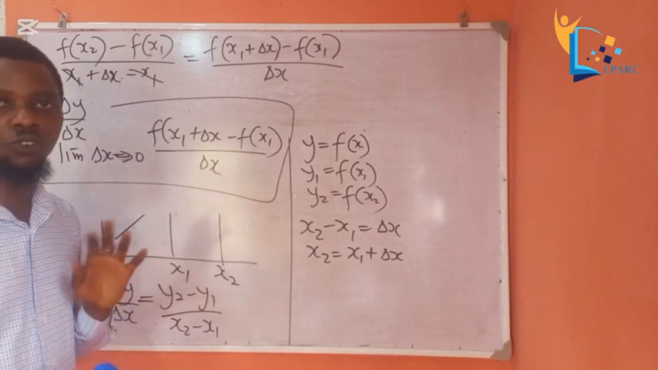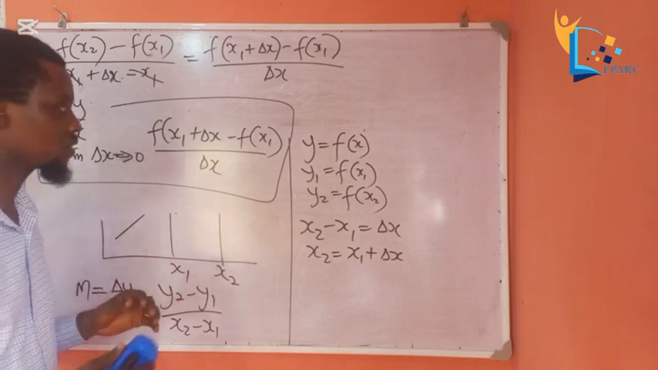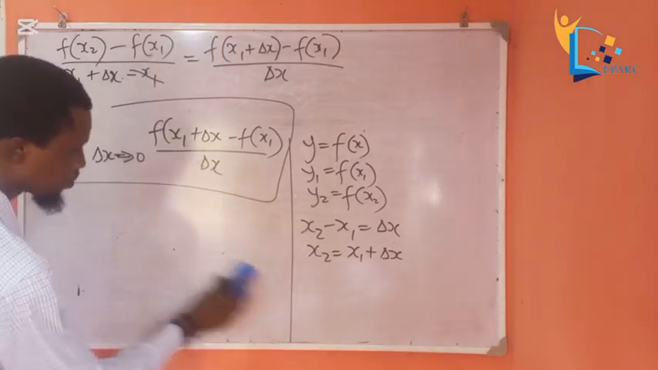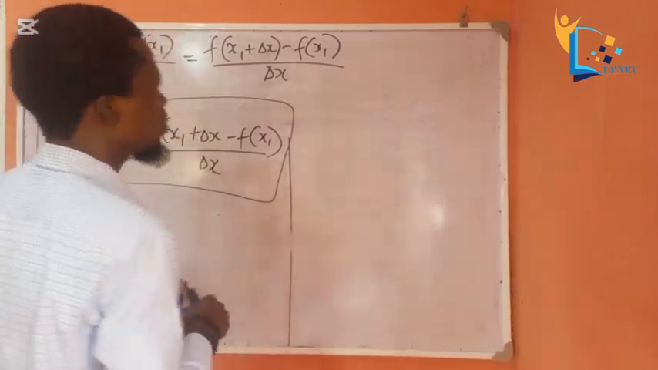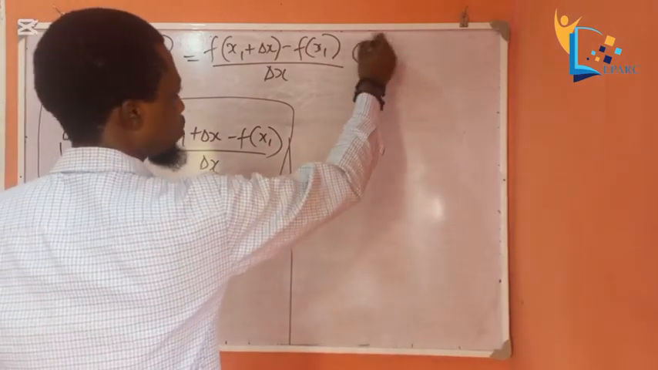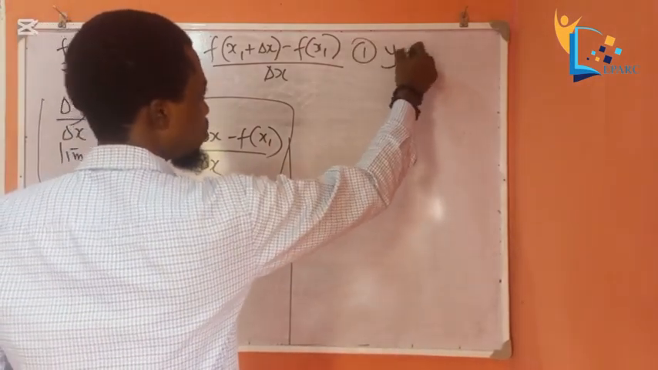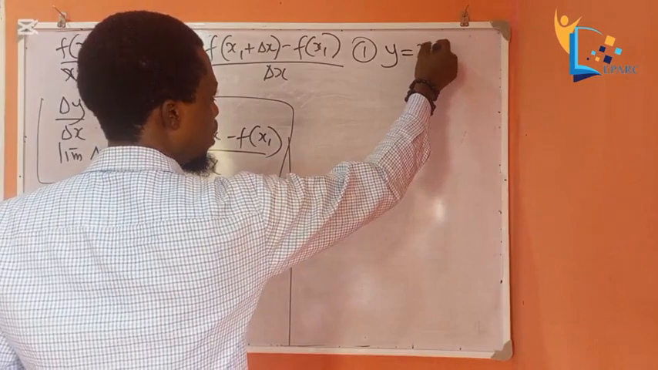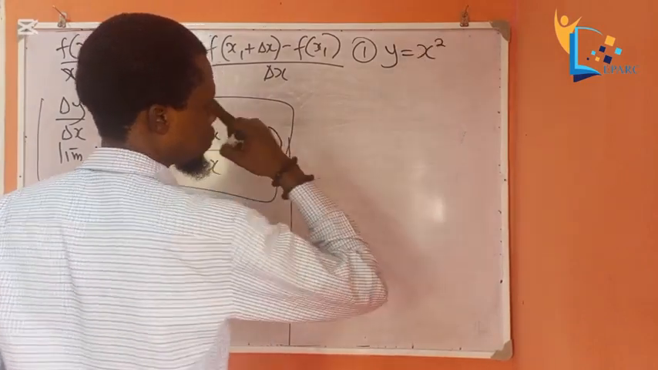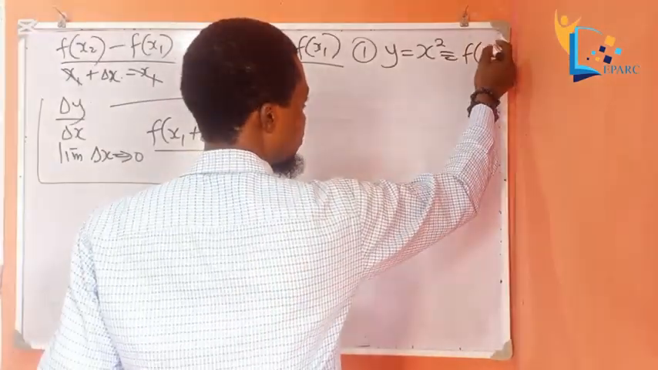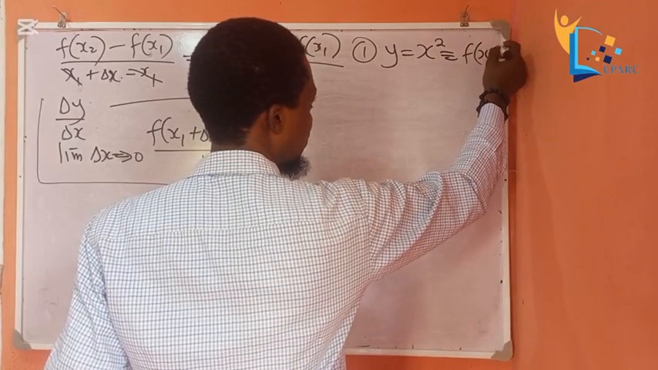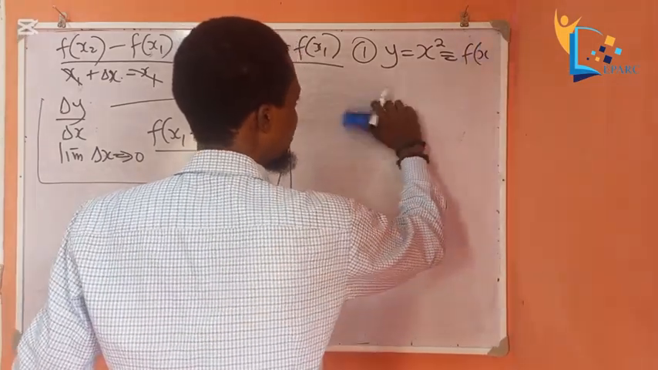Now we're going to solve one or two questions to help us understand it. So let's say question 1: let's solve y equals x squared. You know it's the same thing as f of x.